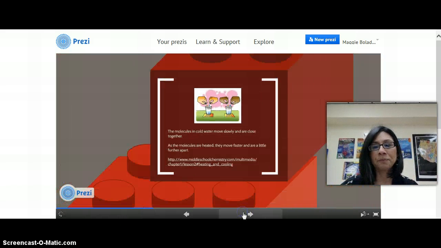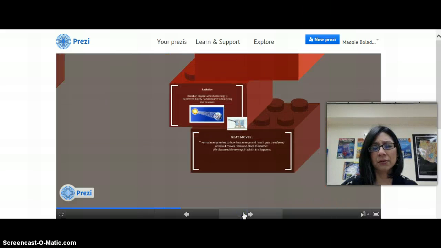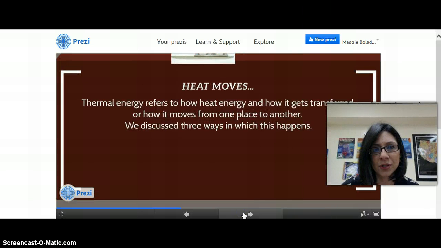Okay. The other thing that we talked about was that heat moves. And it moves in such a way that you're able to see how it moves in 3 different ways, okay? When we talk about thermal energy, we're talking about radiation, conduction, convection, collectively, okay? And when we say thermal energy, we're talking about how heat moves, how heat gets transferred from this place to that place. We discussed the 3 different ways that this happens.